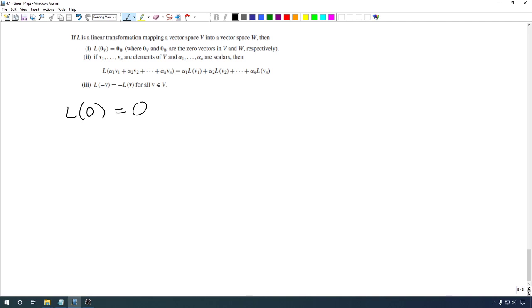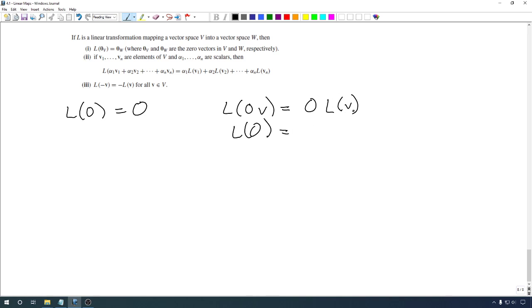And 0 here being the 0 vector. Now these are technically different zeros if we have a different V and different W. So we're talking about the 0 vectors in those vector spaces. But it's really not too hard to show why this is true. All we need to do is take 0 times any vector in V. Note that we can pull out that scalar of 0. And, well, what is 0 times v? It's just the 0 vector.